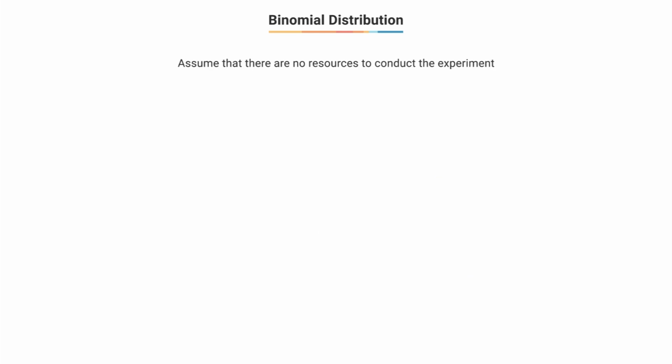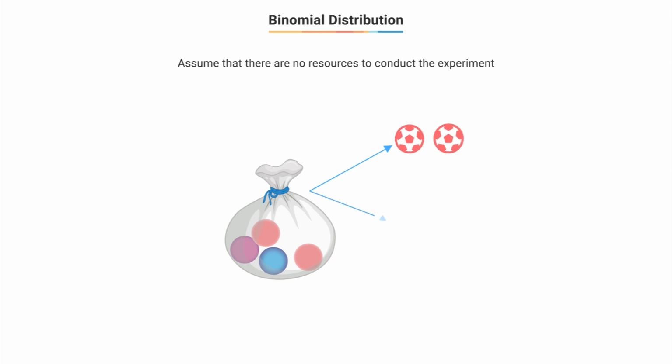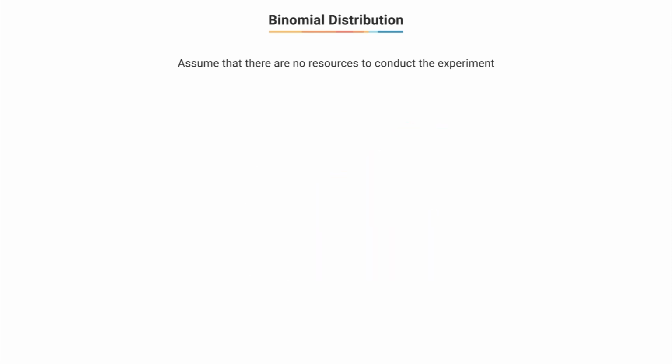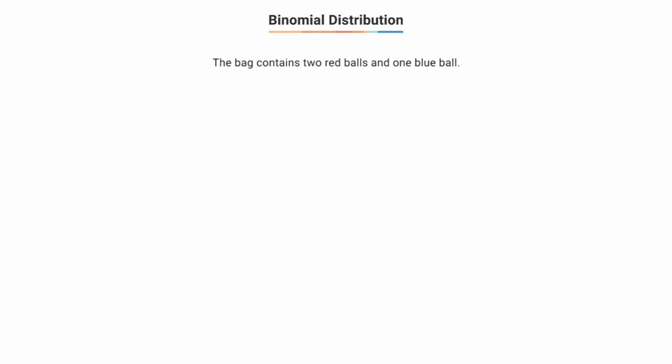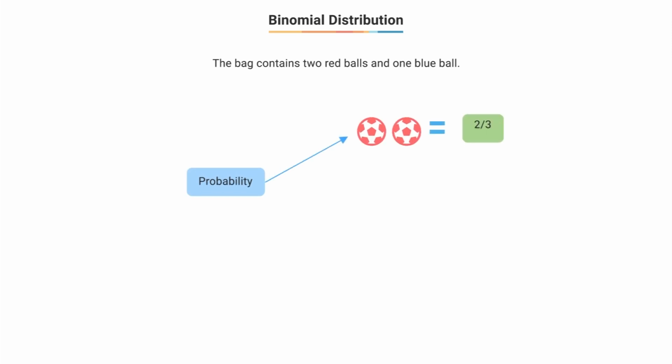Suppose you don't have the resources to conduct the experiment where people draw 4 balls from a bag containing 2 red and 1 blue ball. Can you still find out the probability of getting 1, 2 or 3 red balls? Let us try it out. Now since there are 2 red balls and 1 blue ball in the bag, the probability of getting a red ball in one trial is 2 by 3 and the probability of getting a blue ball is 1 by 3.